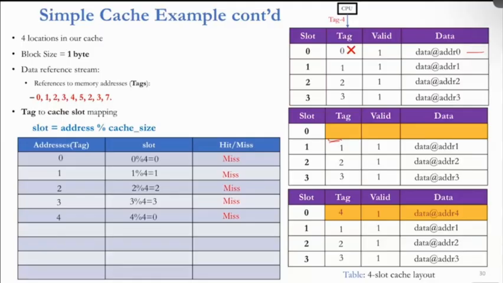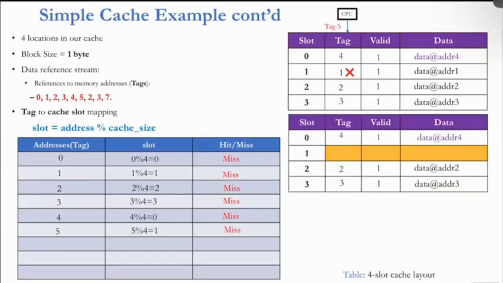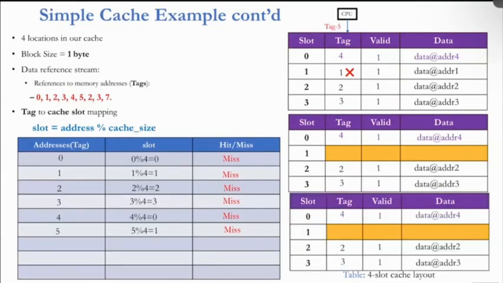Next, it is accessing block 5. For the fifth block, which slot is assigned? 5 modulo 4 is 1, so slot 1 is assigned. In slot 1, tag 5 is going to be compared; that is, the incoming tag is compared with the stored tag. It is not matching, which means the existing data is stale. Because there is a cache miss, it must first be evicted, and then block 5 data is fetched and loaded into slot 1.